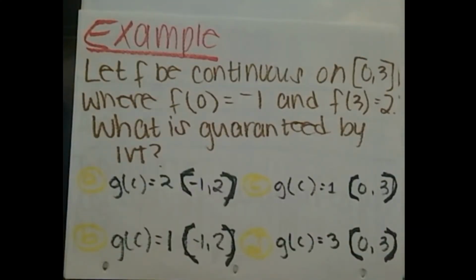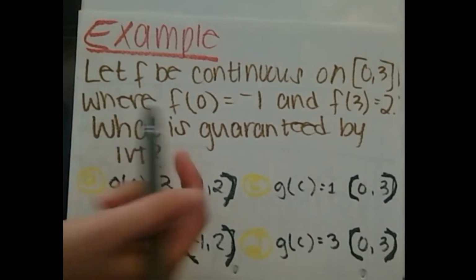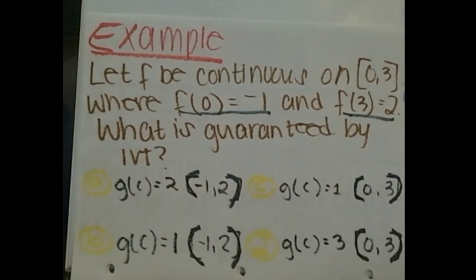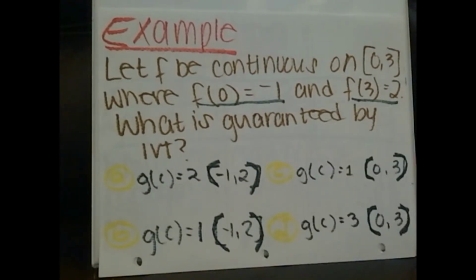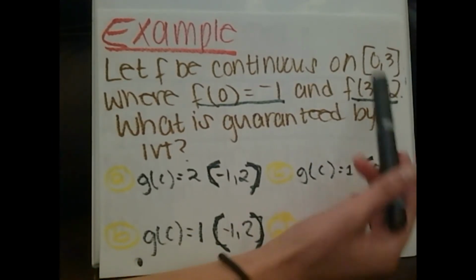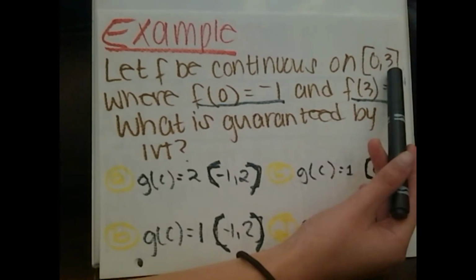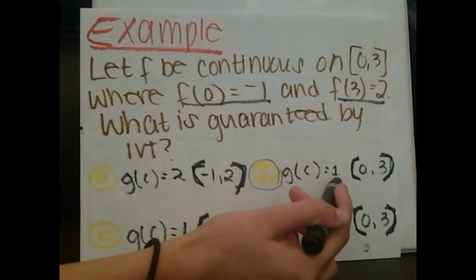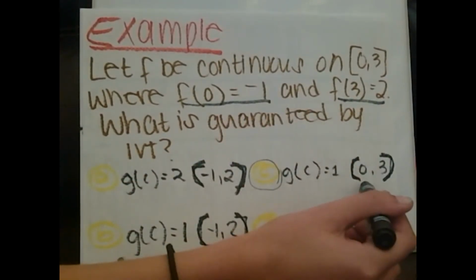Okay, so now let's look at a different kind of example. The question asks, knowing f is continuous from 0 to 3, and that f(0) equals 1 and f(3) equals 2, what is guaranteed by IVT? Well, IVT states that plugging in c will get you a number n that is between f(a) and f(b). Therefore, g(c) has to be in between negative 1 and 2. The answer also has to be between a and b, which in this case is 0 and 3. So therefore the answer is C, because 1 is between negative 1 and 2, and it's on the interval between 0 and 3.